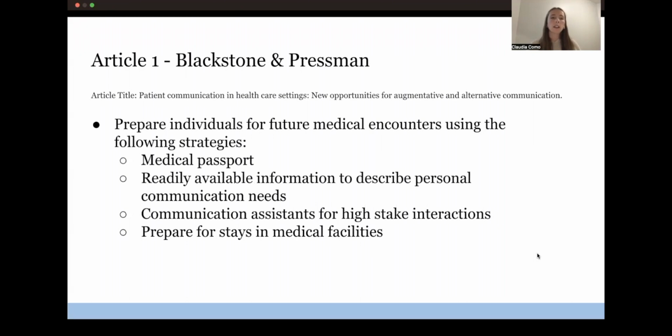Article 1 also talked about how it is important to prepare individuals for future medical encounters. So some strategies for this can be medical passports, having information ready to describe how a patient personally communicates, having communication assistance for high-stakes interactions, and having a preparation in place for a longer stay in a medical facility.